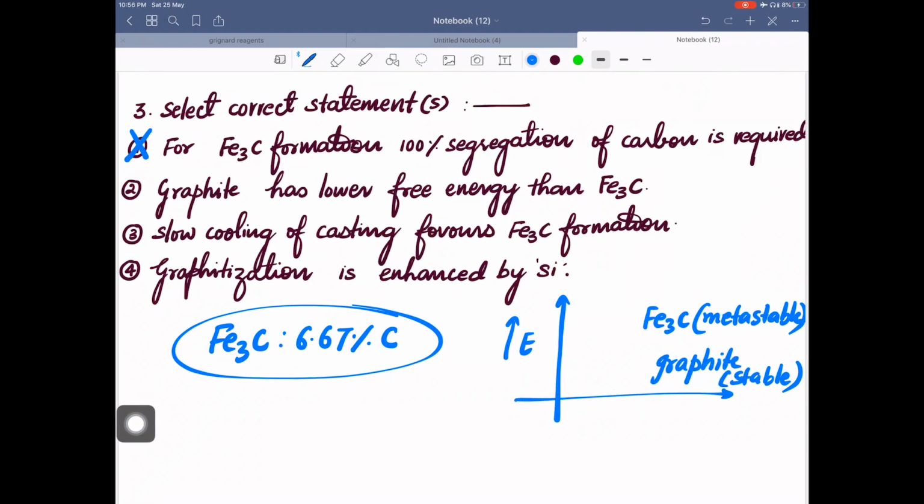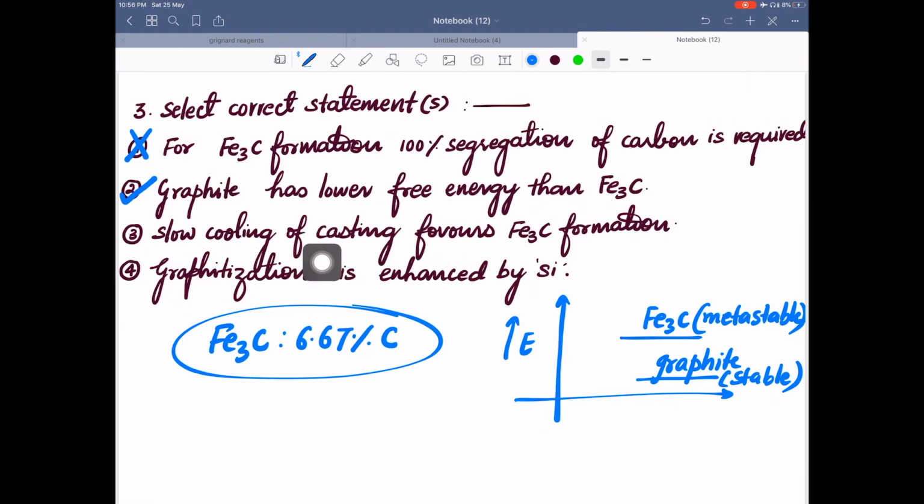So if we compare cementite and graphite, we can say graphite is more stable because it is a stable phase, and Fe3C is metastable because it is between unstable and stable, so it will have higher energy. And here it is saying that graphite has lower free energy than cementite or Fe3C. So yes, it is lower in energy, higher in stability. So this is going to be the correct answer.